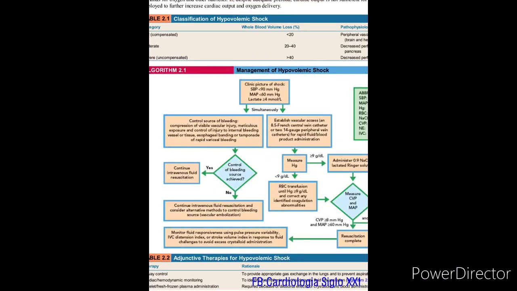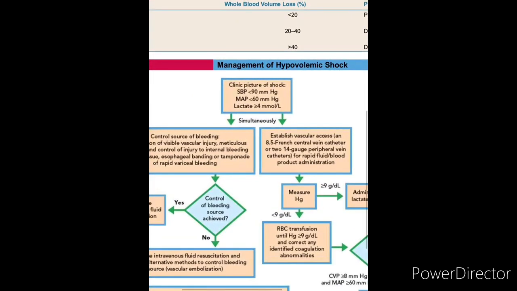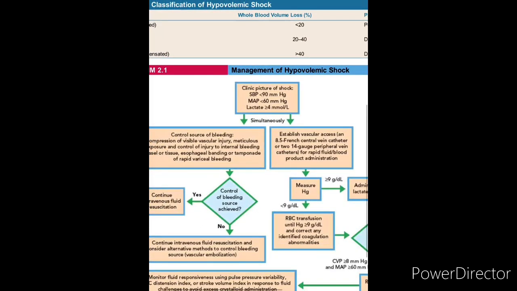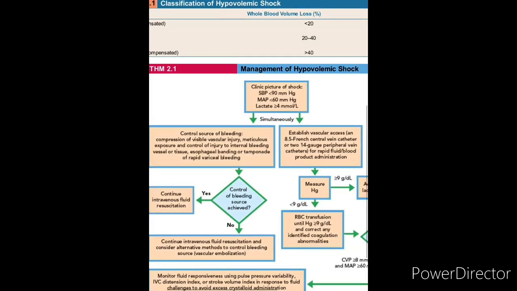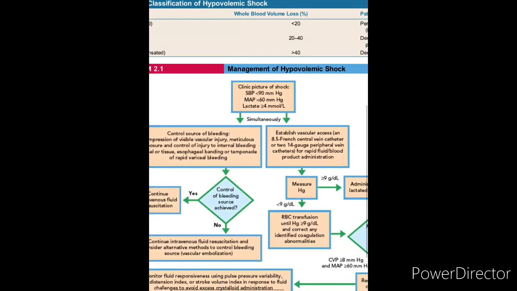Now let's look at how we'll go about tackling hypovolemic shock. Here is an easy algorithm to follow from Washington Manual. Suppose you come across the clinical scenario of shock with systolic BP of less than 90 millimeters of mercury, a mean arterial pressure of less than 60 millimeters of mercury, lactate more than 4 millimoles per liter. Note here, there are two wings that are to be done simultaneously. First is the control of bleeding, and second is the establishment of vascular access and fluid resuscitation with fluid or blood.